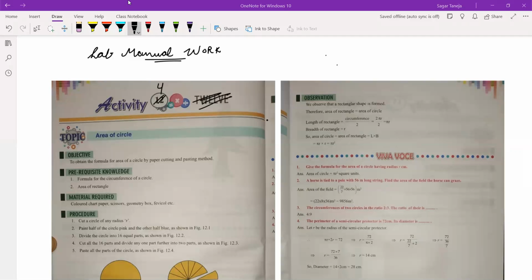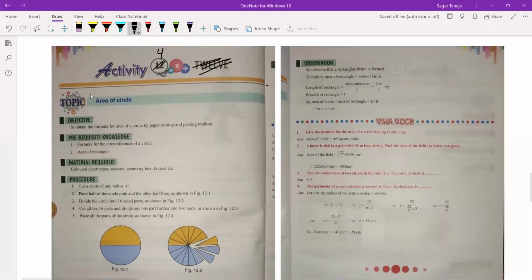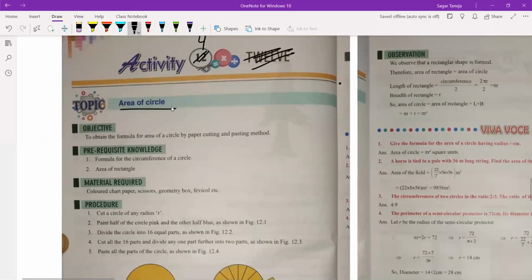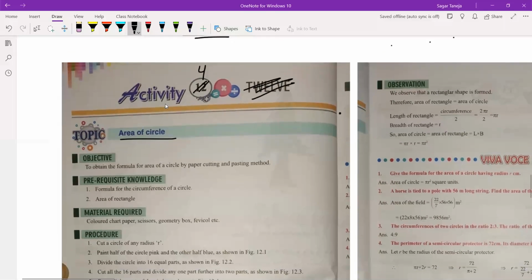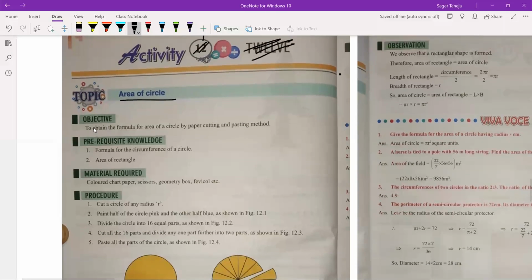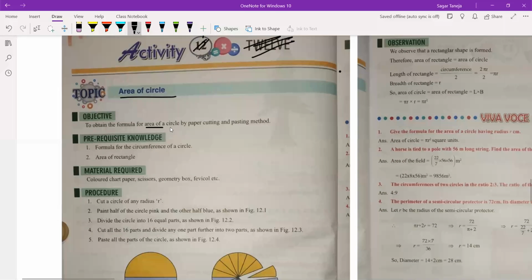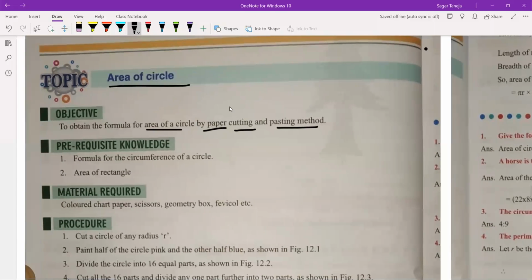Wait, we are starting with this. So this is activity 4, area of circle. Very basic. Objective: to obtain the formula for the area of a circle. So how can the area of circle formula be obtained? By the paper cutting and pasting method, for the derivation of the formula of the area of a circle by cutting and pasting. So we can do that.